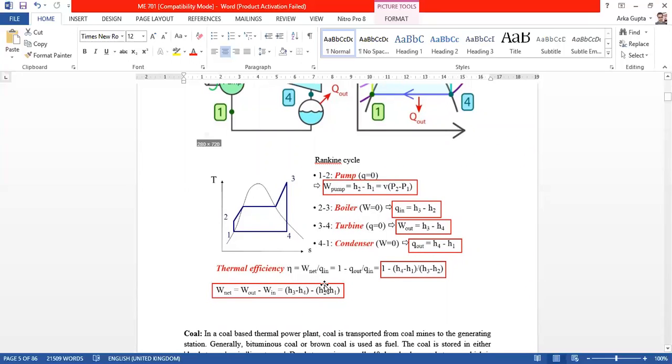Now the thermal efficiency. Efficiency is equal to W net. W net means WT minus WP. As work input is done in the pump and work output is obtained in the turbine, W net will be W turbine minus W of pump, divided by Q input.